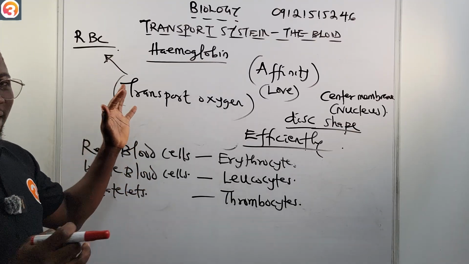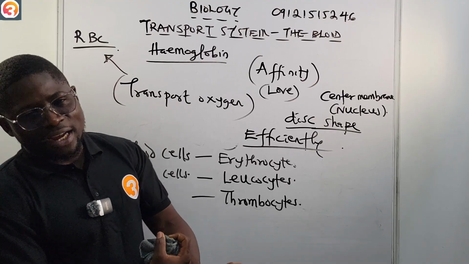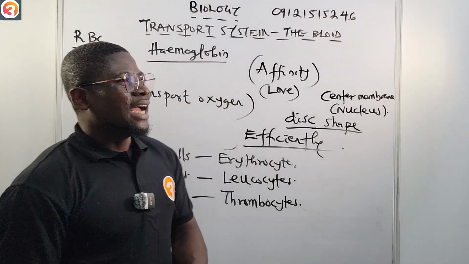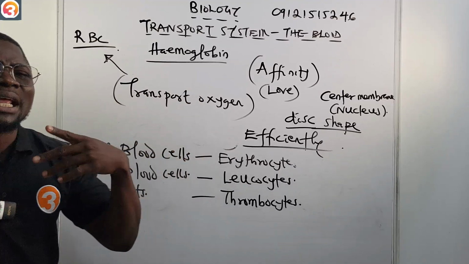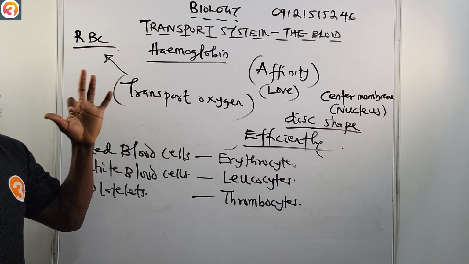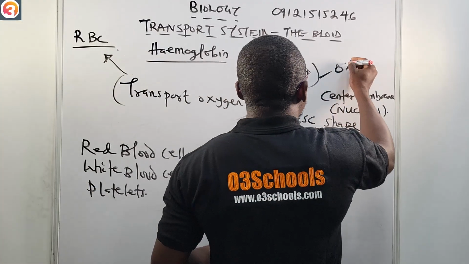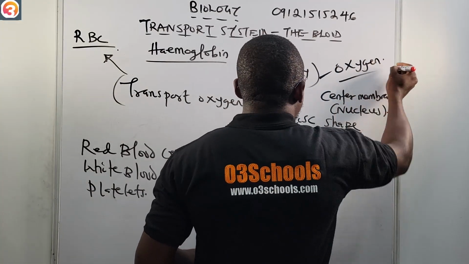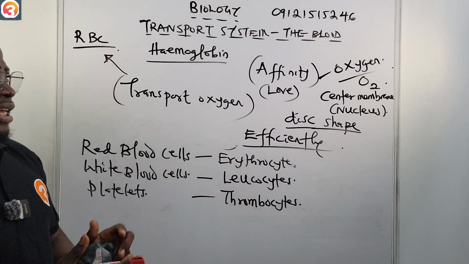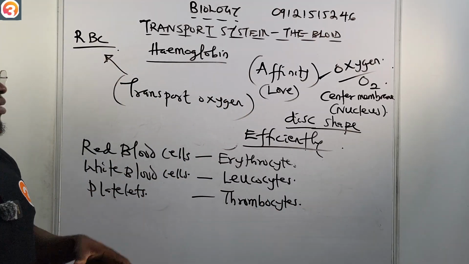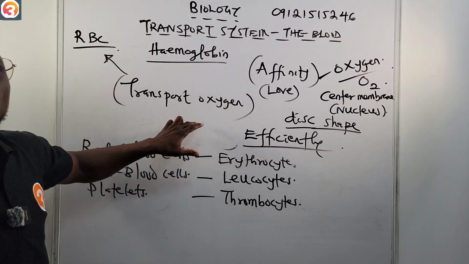We say the red blood cells impact the red color on the blood. That's why if you cut yourself, you see one red thing coming out. Aside from that, they have a pigment called hemoglobin, which not only impacts the red color of the blood, but also has affinity, or love, for oxygen, O2. The primary function of the red blood cells is to transport oxygen.